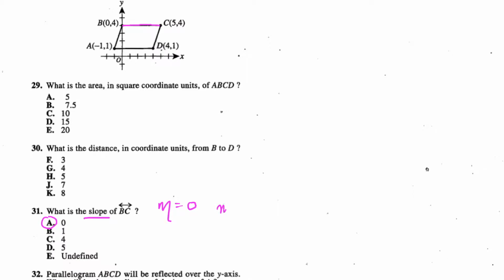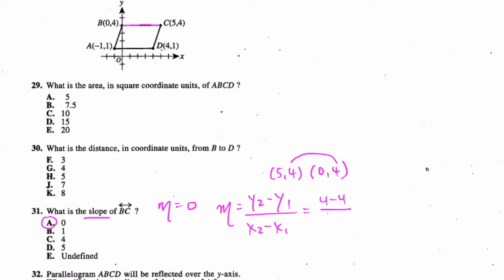Otherwise, you'd have to use the formula for the slope, which is y2 minus y1 over x2 minus x1. And the ordered pairs that we would use would be (5, 4) and (0, 4). So that would be 4 minus 4 over 5 minus 0. That's 0 over 5, which is 0. So the answer is A.